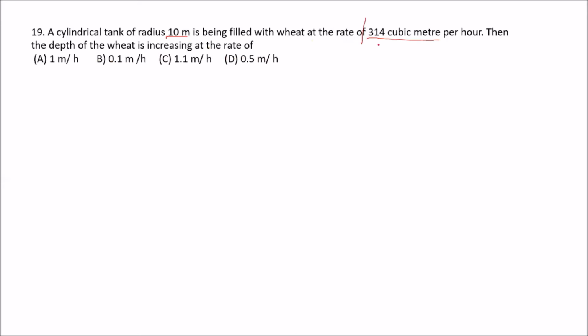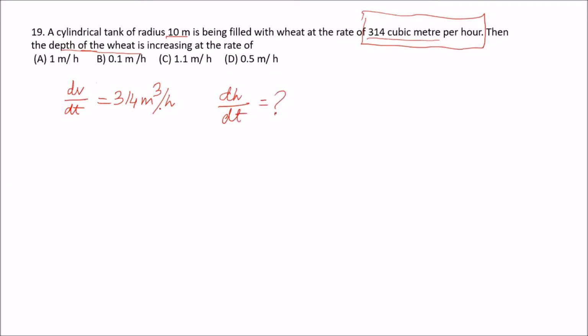So see this unit, 314 cubic meter, that means this is certainly change of volume because this is meter cube. So dV/dt is given to us as 314 meter cube per hour. And the question is, at what rate is depth increasing? That means the question is, what is dh/dt when r is given as 10?